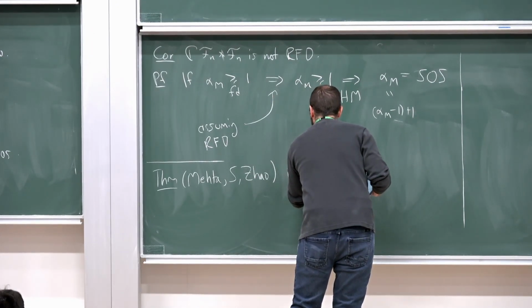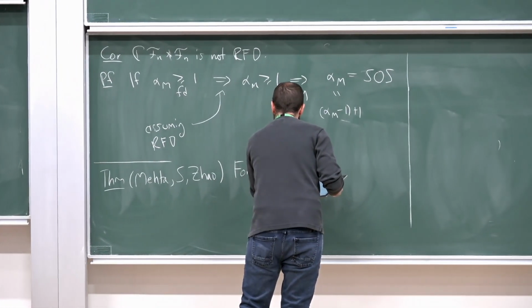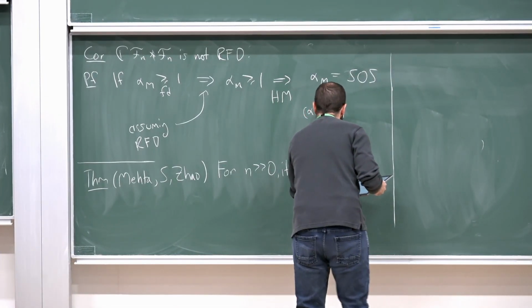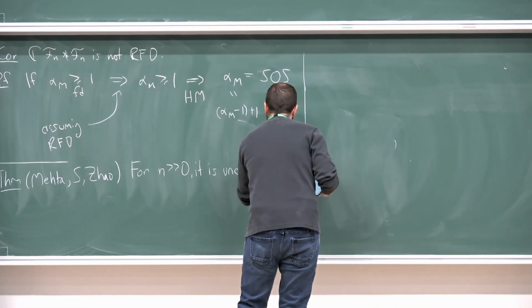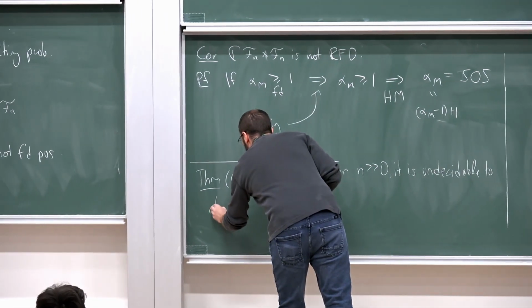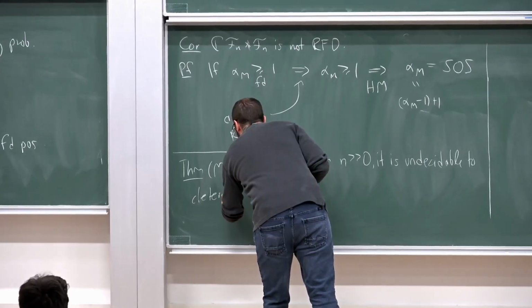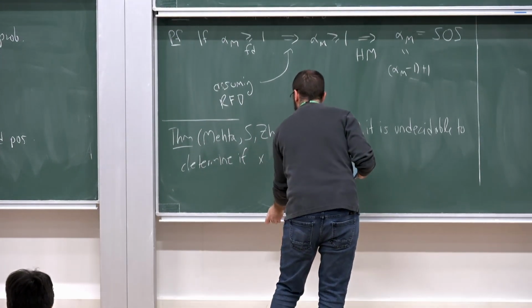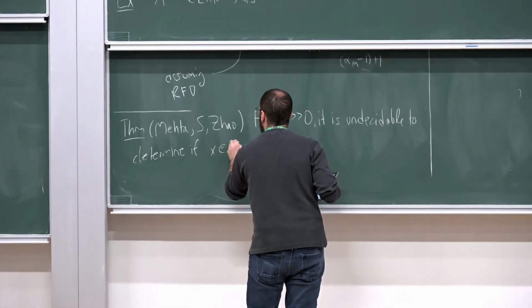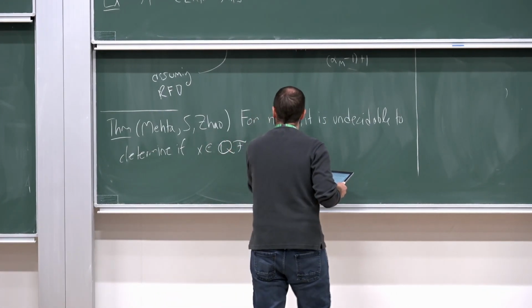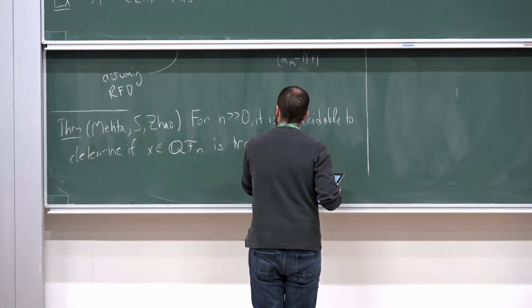Which is, for n large enough, undecidable to determine if an element in QFN is tracially positive.